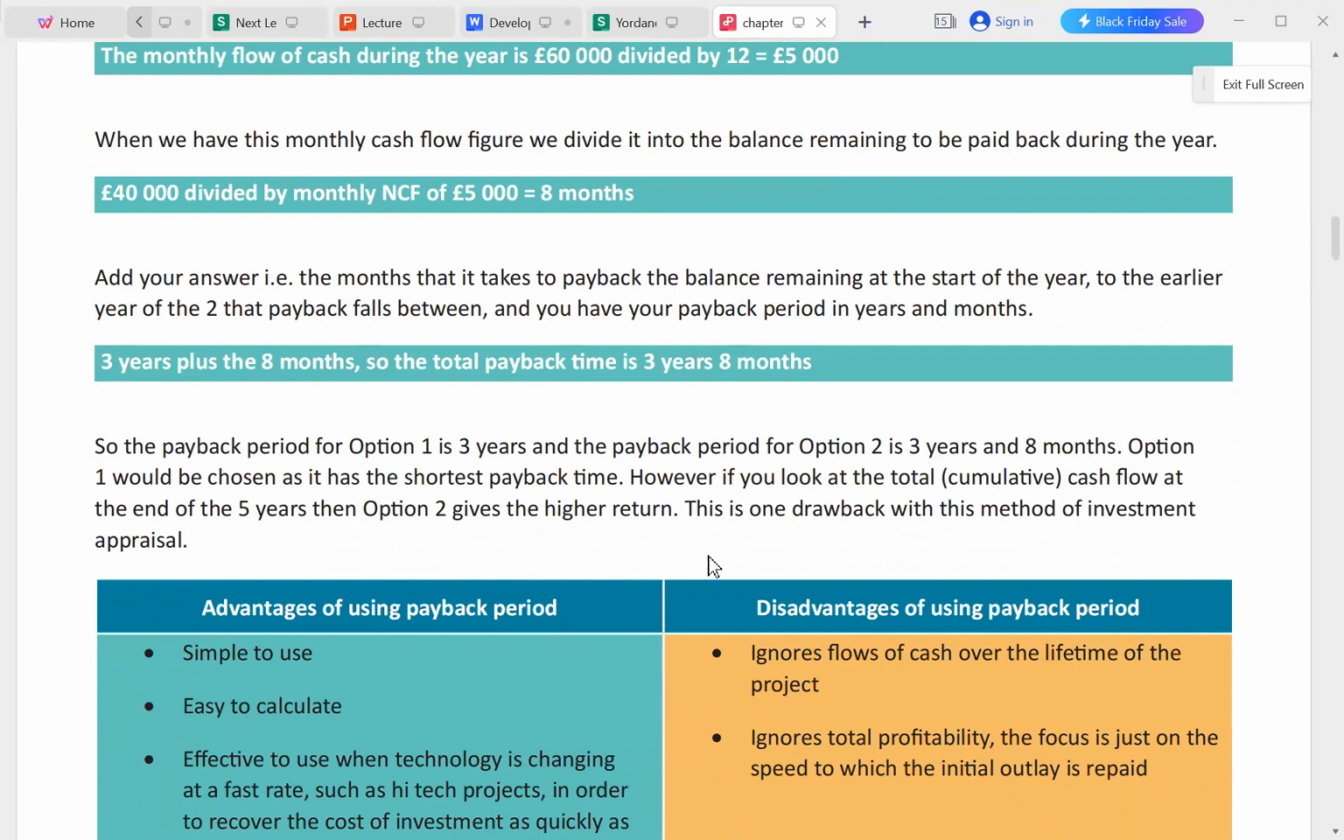However, if you look at the total cumulative cash flow at the end of 5 years, then option 2 gives the higher return. This is one drawback of this method of investment appraisal. So those of you who look at investments say, oh my God, yes, this has the shortest payback time. Yes, it has the shortest payback time, but which one gives you more money than the shortest time period? For instance, when we compare the 90,000 and the 110,000 investment, yes, the 90,000 has the shortest payback, but when you cumulate the cash flow at the end of the 5 years, option 2 gives us a higher return.